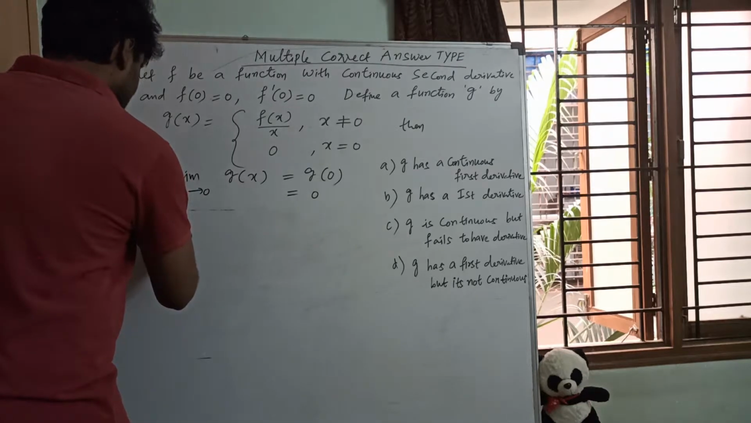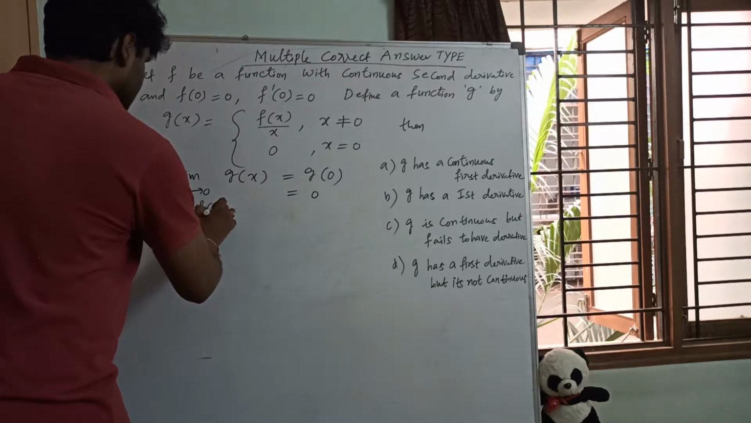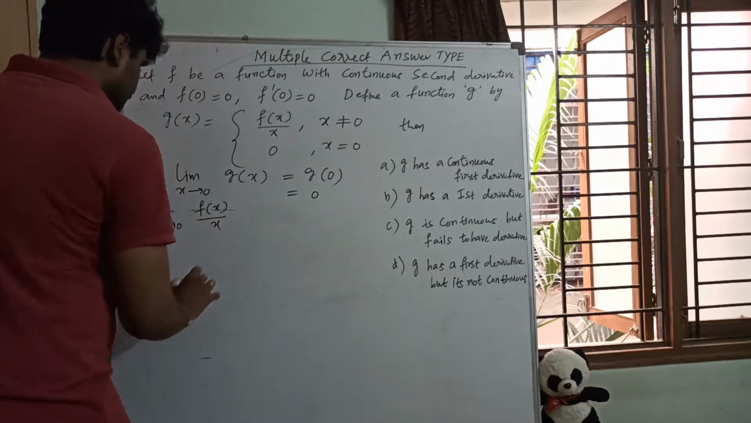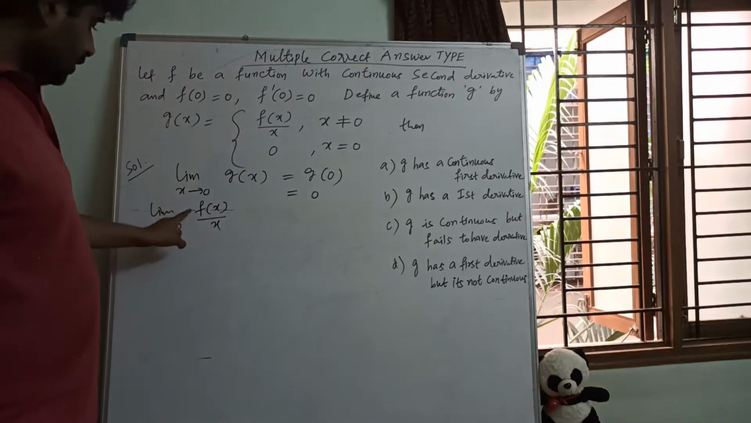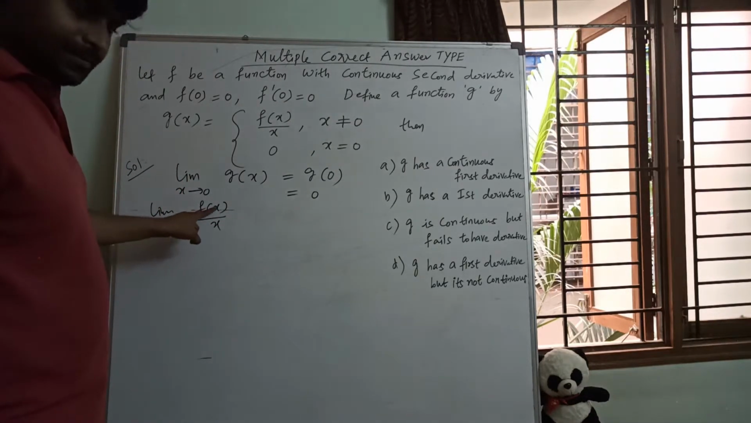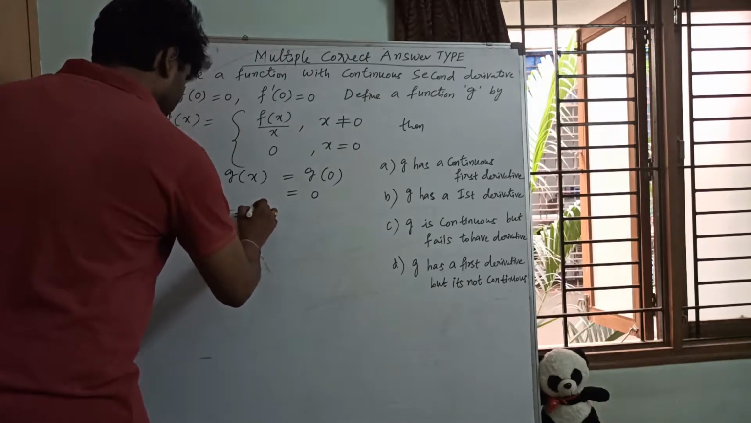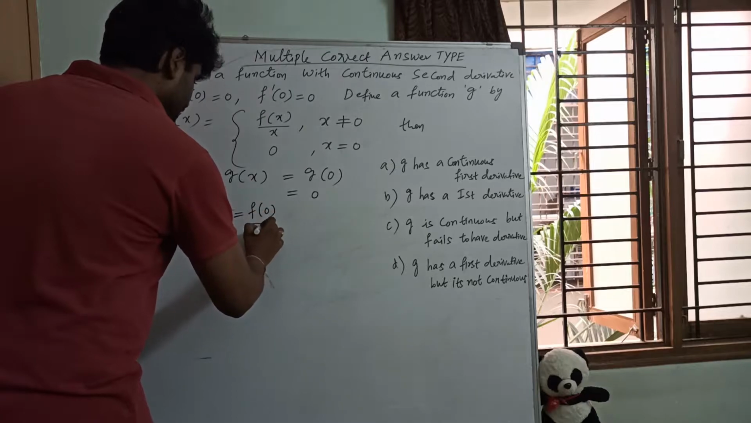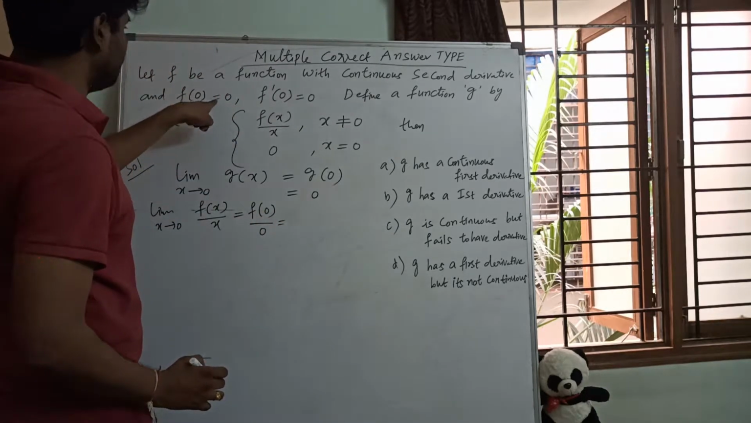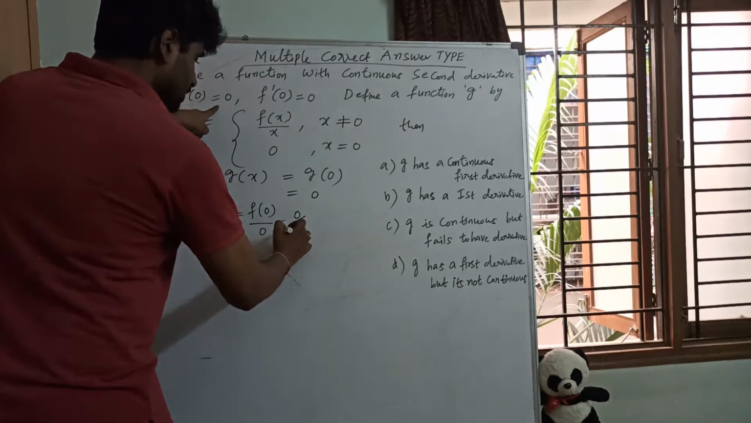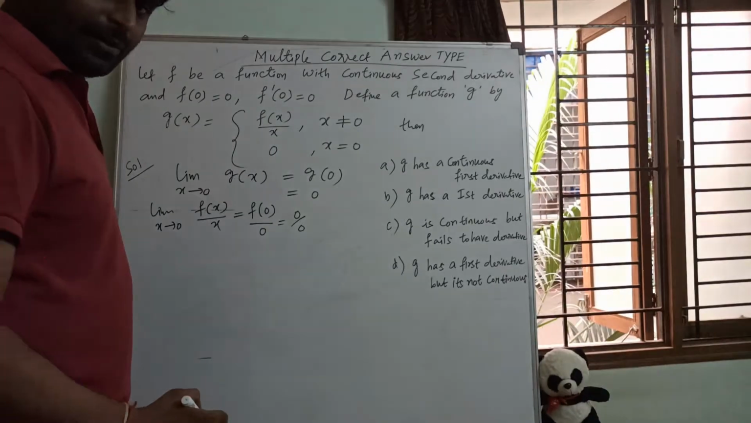Now let us find the limiting value, limit of this. So limit x tends to 0, f of x by x. If you substitute 0 there, can I substitute 0? f of 0 by 0. So it is in the form of 0 by 0, f of 0 is 0 given already, right? 0 by 0. So now let us apply L'H rule here.